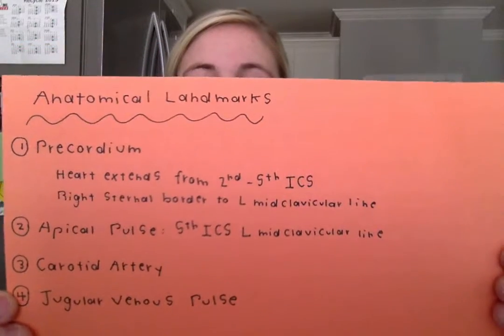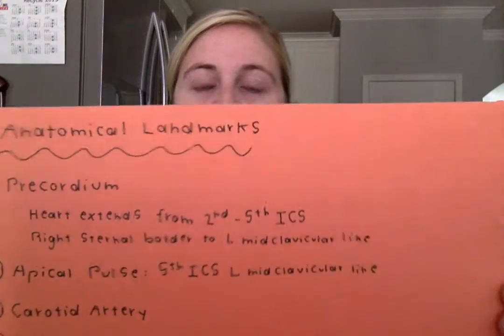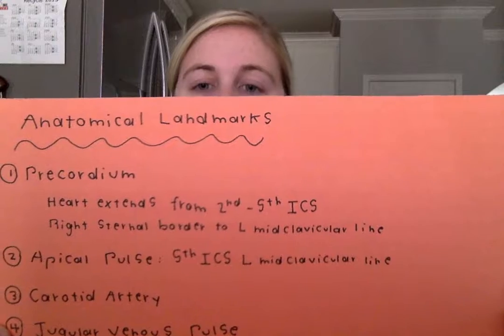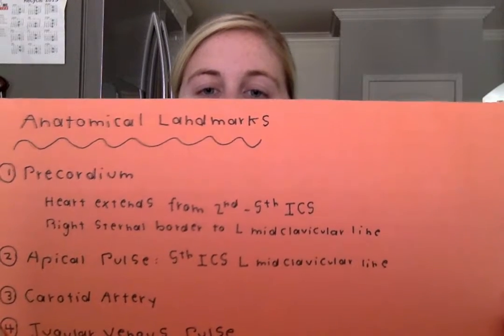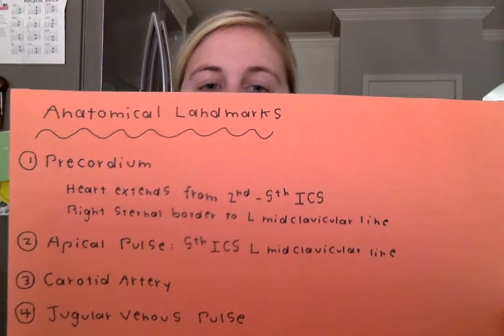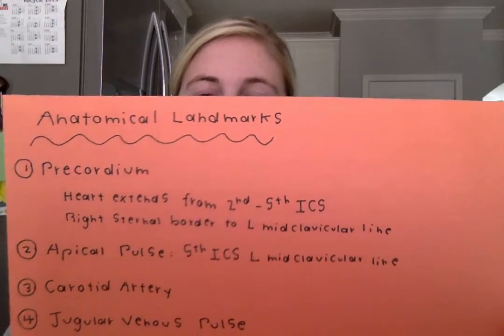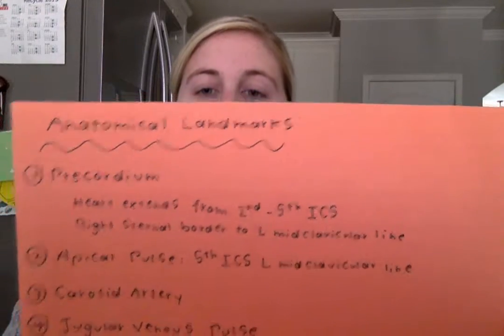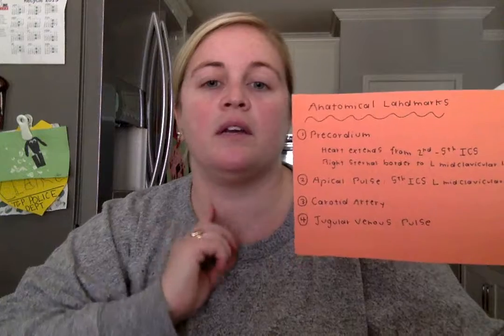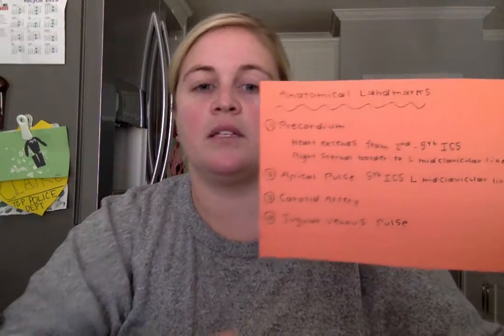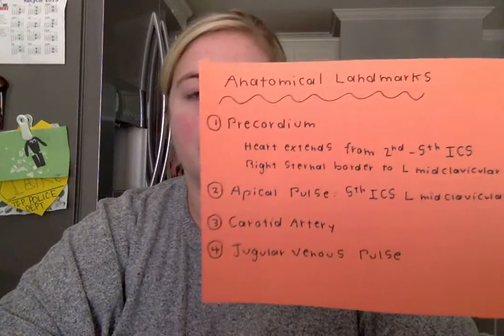The next part is the apical impulse. This is also the location of the mitral valve when you're auscultating, and that would be on the 5th intercostal space, left mid-clavicular line. The third is the carotid arteries here in your neck, as well as the jugular venous pulse.